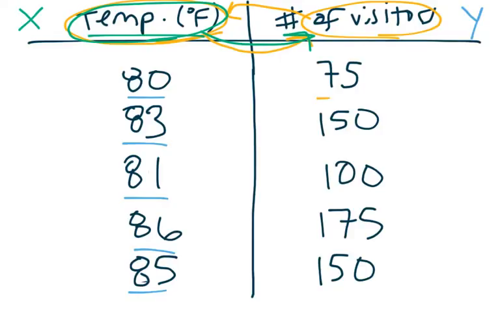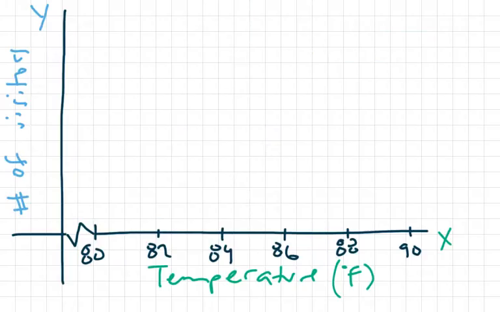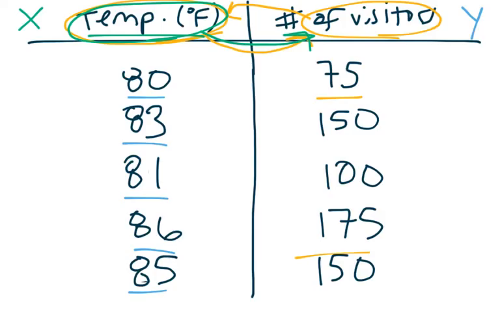Now for my y-axis, I have 75 as my lowest and 175 as my greatest value. So let's make sure this goes up from at least 0 to 200. So we can label this 0 down here. Let's call this 100, and then let's call this 200. Then we could even go up more to 300. Okay, now let's go back and look at our data and start plugging in our points.